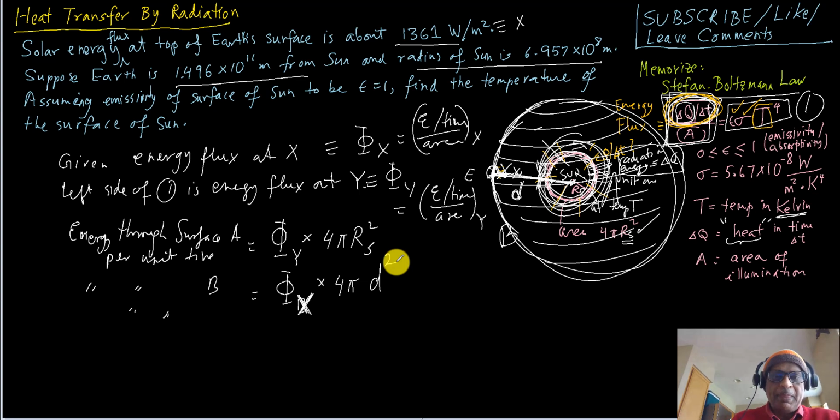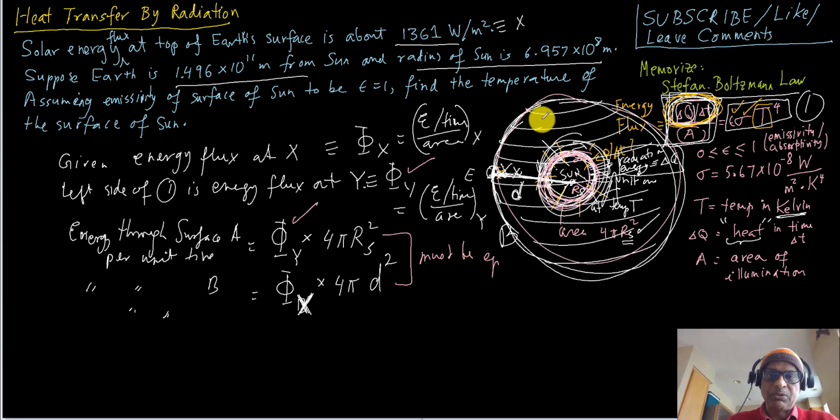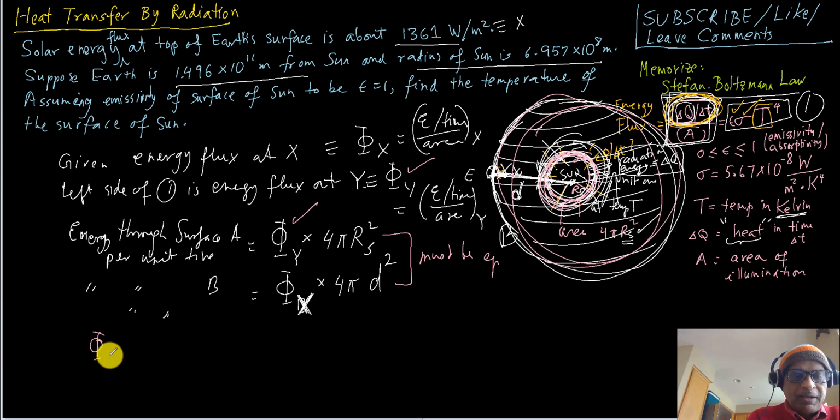Okay, so we have been given phi y. So phi y is known. These two energies must be equal, because whatever energy came out of here must also come out of here. Let's call it phi x, phi at this point we're calling x, at the surface of the Sun, times 4 pi Rs squared.